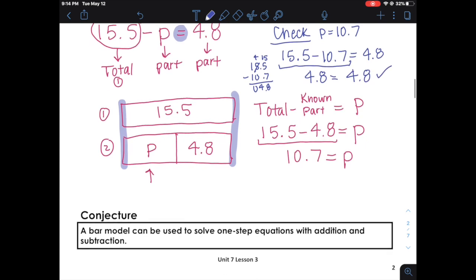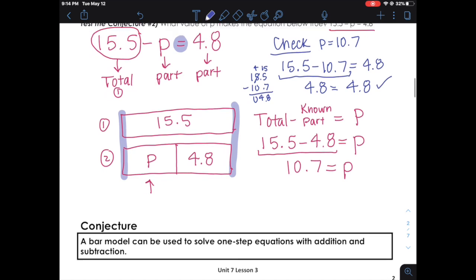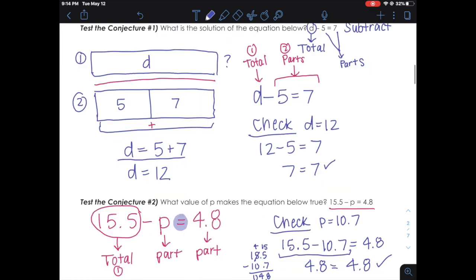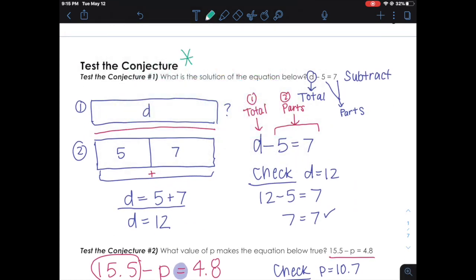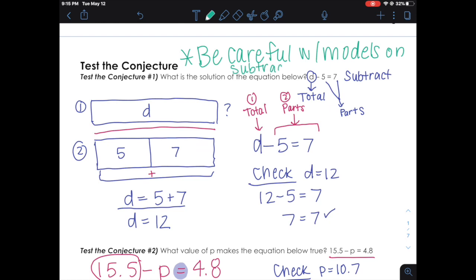So did we use a bar model to help us represent this one-step equation? Again, we did. I do want to make sure you guys make this special note. It's really important that we be careful with subtraction problems, with models on subtraction problems. It's very important that you make sure you're picking the correct total.